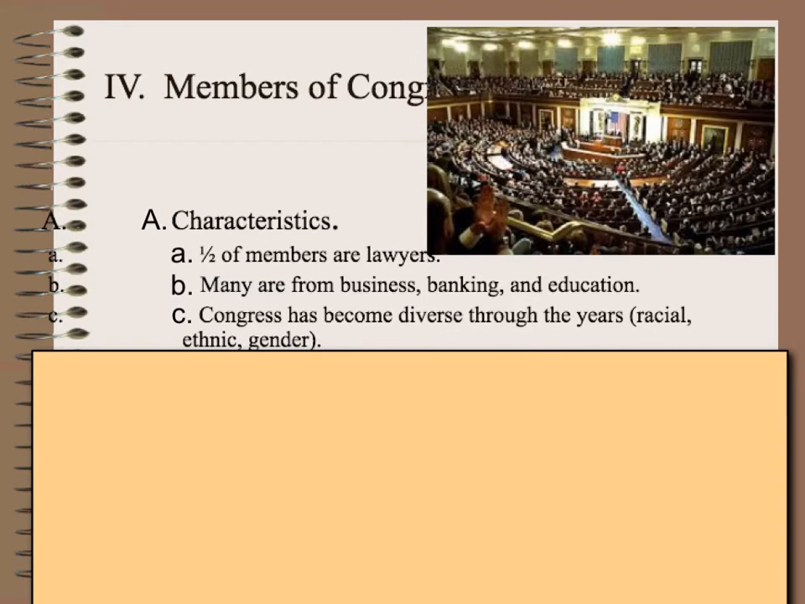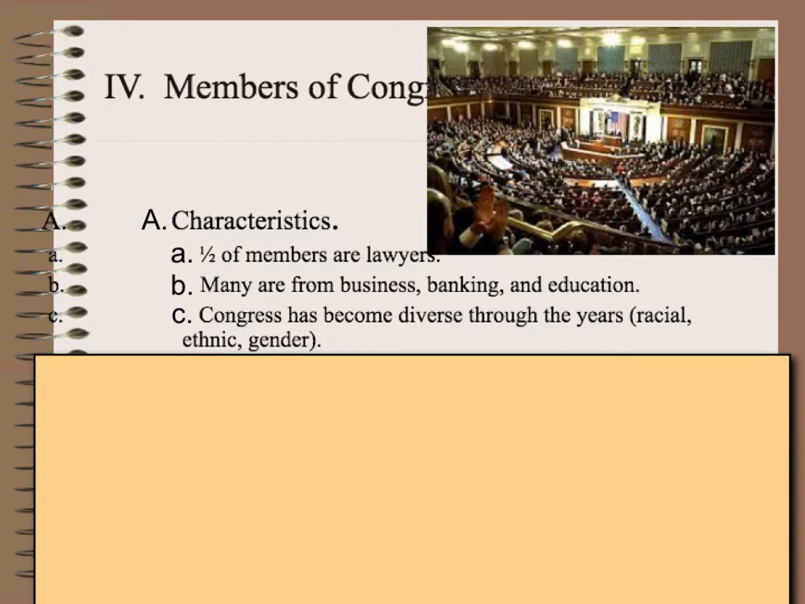Congress has become diverse through the years: racial, ethnic, gender. So, yeah, that has changed. I mean, obviously, if you look at Congress back in the 1800s, it was a bunch of white guys, but today it's changed. You've got a lot more women representing congressional districts, even as senators. Look at California. We've got two female senators, all right? And then you're seeing a lot of different racial groups as well.